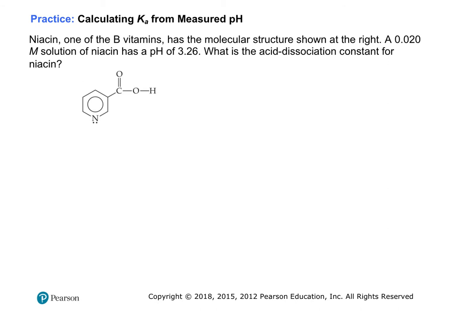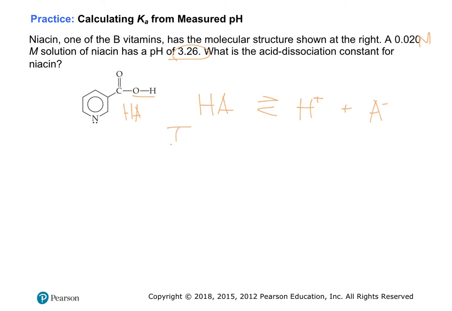Moving on, we want to do a similar thing for niacin. So we have a molecule here. Niacin is a B vitamin that is an acid, has a little acid region here. So we're going to call this HA again. And we make a 0.02 molar solution of niacin, and its pH is 3.26. So we're going to write our equation. HA goes to H plus our base.